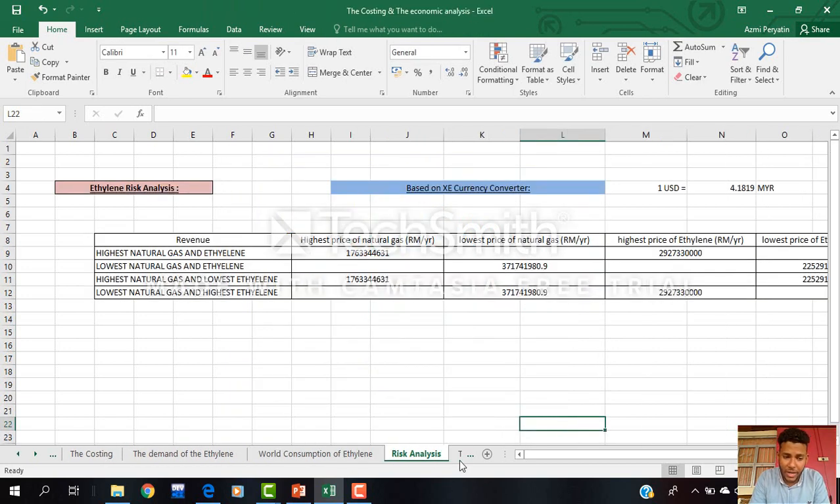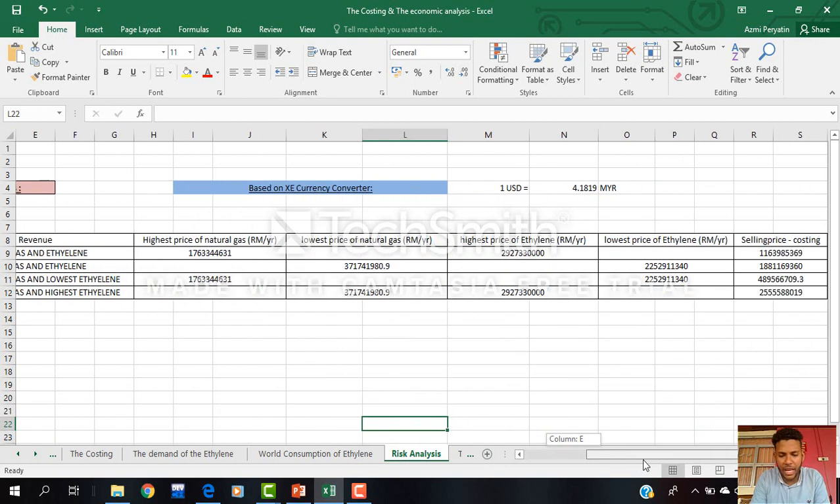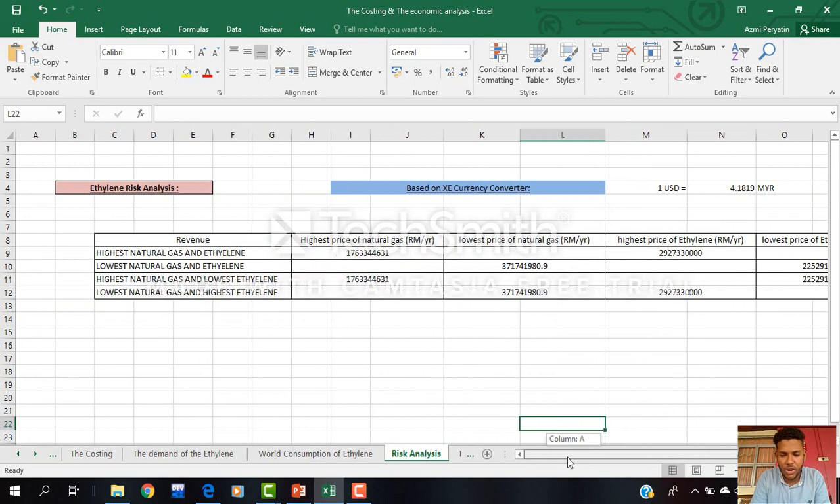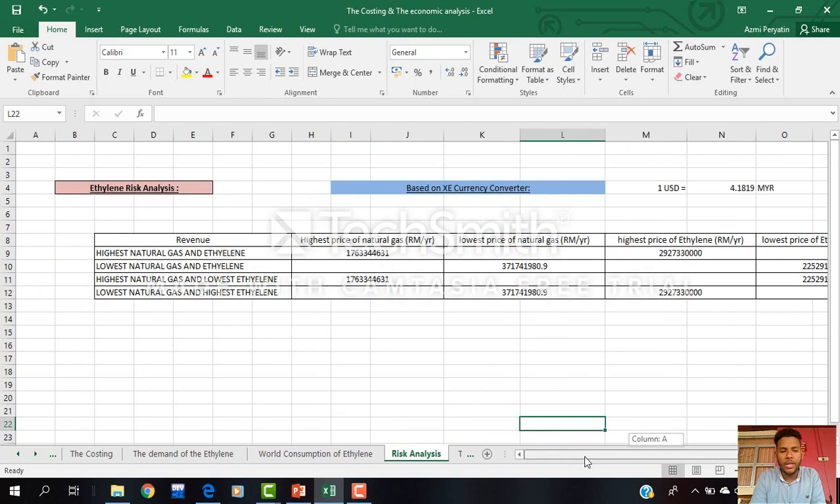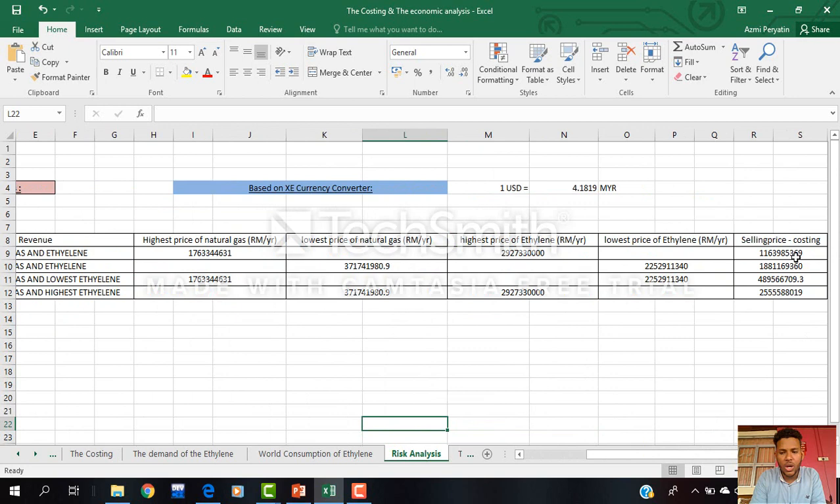The last thing I'm going to talk about is the risk assessment. For the risk assessment, I took the high price for natural gas and the high price for ethylene, and also the lowest price for natural gas and the lowest price for ethylene. I did every scenario on its own. I'm also going to talk about what if the demand decreases, which is something I'm going to include in my report. Basically, when natural gas and ethylene prices are high, we get a very high profit, and with the minimum prices, we get almost acceptable revenue or profit.